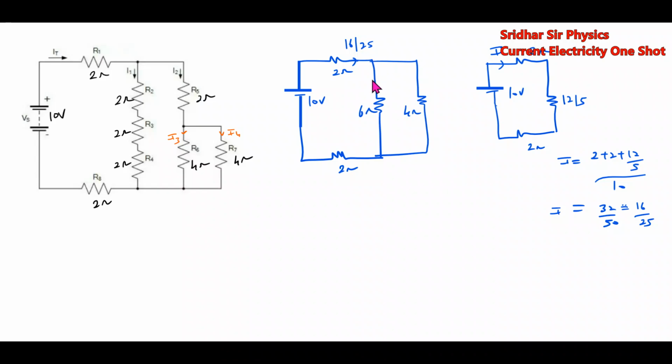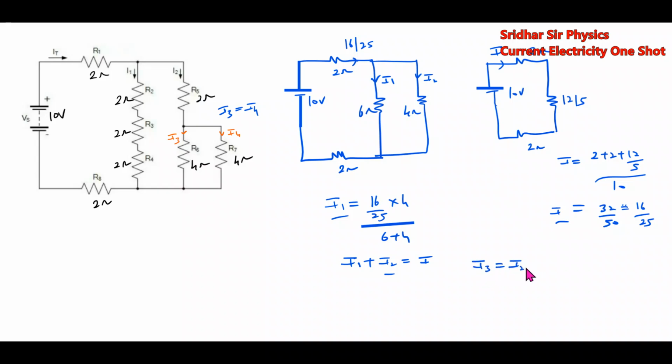Now once we know that, here the current is 16 by 25. Now we can calculate this I1 and I2 using the current divider formula. I1 is equal to the main branch current 16 by 25, times the other resistance by 6 plus 4. Similarly, we'll get I1 plus I2 equal to I, so we'll get the value of I2. We know I and we'll get I1, we'll get I2. After getting I2, then we'll get I3 equal to I4 here. So therefore, I3 equal to I4 equal to I2 by 2.